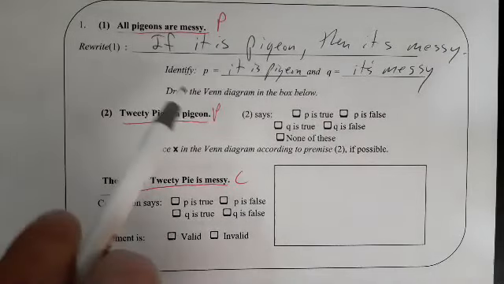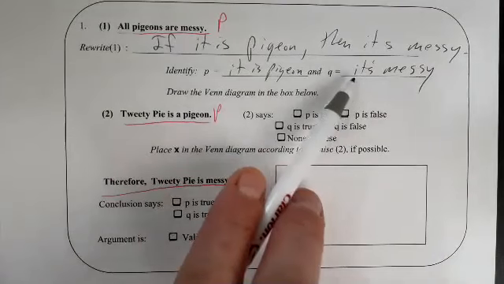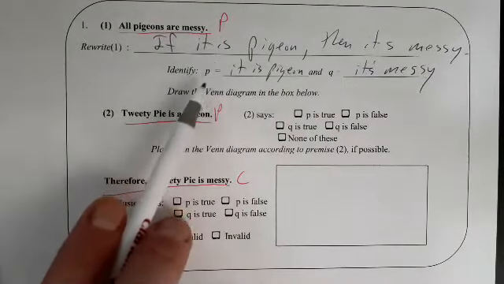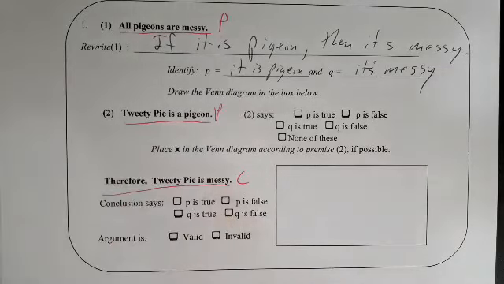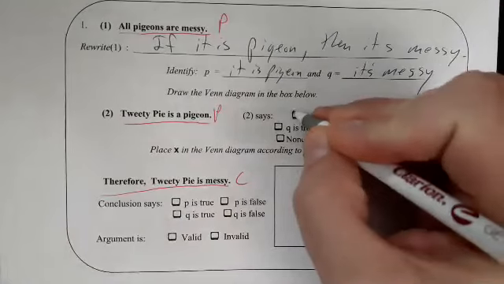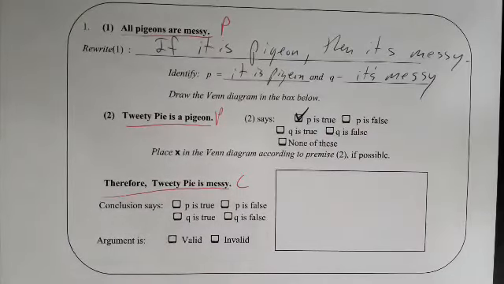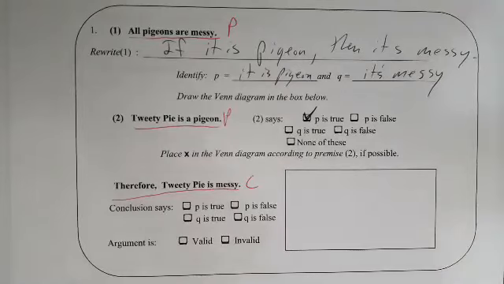So Tweety Pie is a pigeon. Is that a P statement or is that a Q statement? P. That is P, and it is saying that Tweety Pie is a pigeon. That is saying that P is true. Tweety Pie is a pigeon. You're telling me P is true. If you're telling me Tweety Pie is not a pigeon, that would mean our P was false, right?